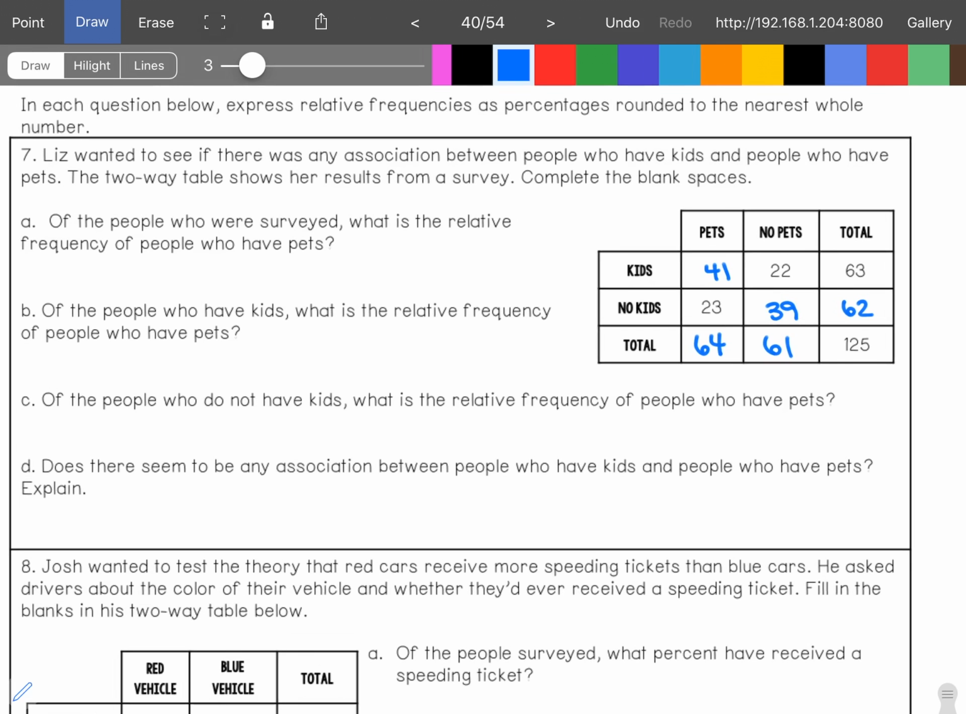Okay, number 7, part A. Of the people who were surveyed. So how many people were surveyed? We look at our total right here, 125. What is the relative frequency of people who have pets? So people who have pets, this is just the pets. So that's going to be 64 out of 125.